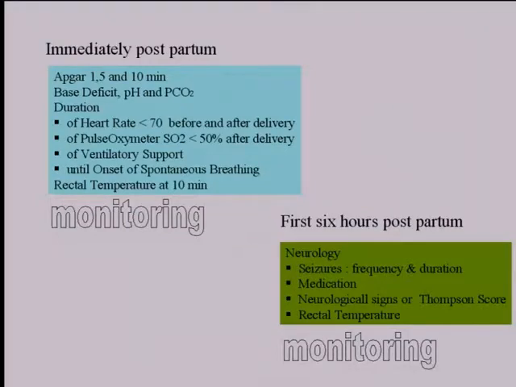In the first 6 hours after delivery, you should assess the neurology, the seizures, the frequency, the duration, which medication you had given, particularly in respect to phenobarb and diazepams and others. You would assess the neurological signs best by using the Thompson score and, as I said, again, measure rectal temperature. Next.